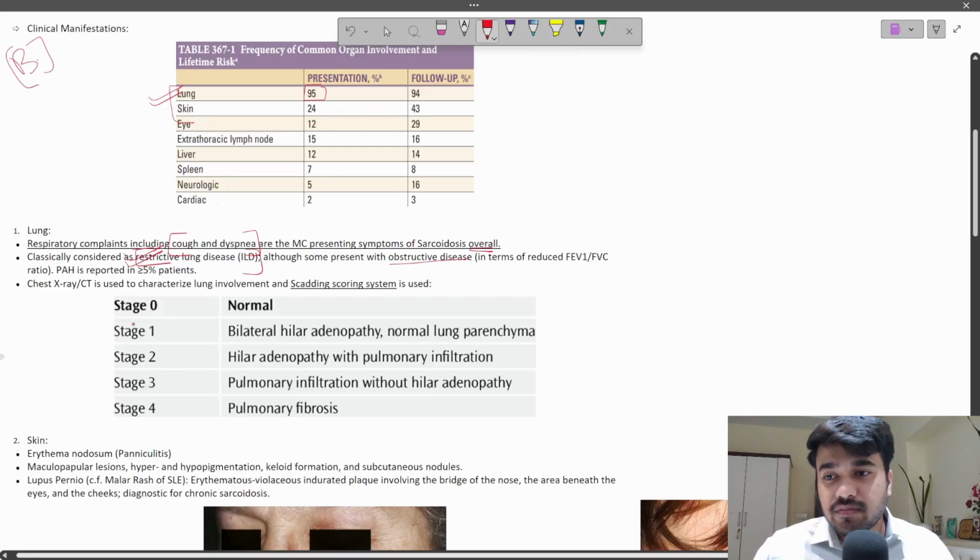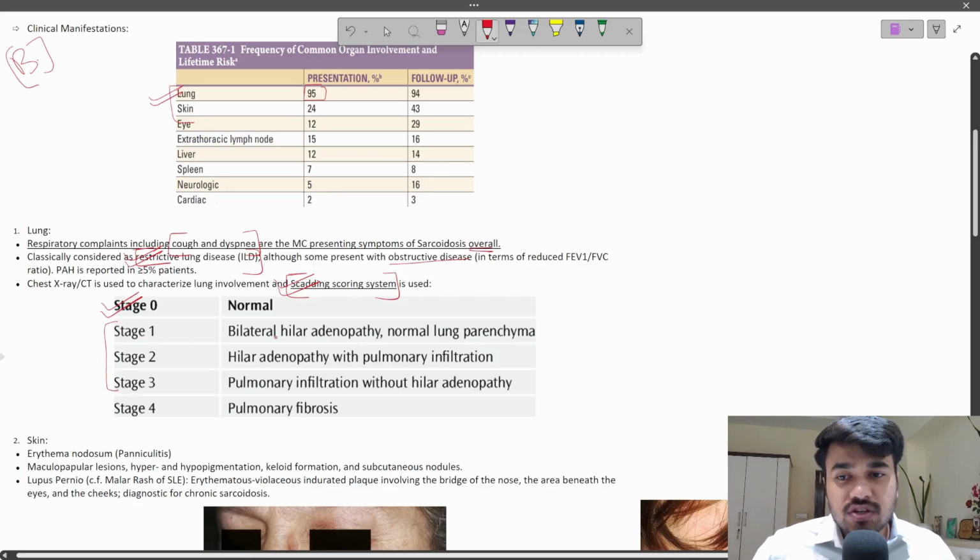This you must remember. Now, chest X-ray and CT imaging may also be used to characterize lung involvement, and we have a very important scoring system here known as the Scadding scoring system. So this table right here is very important. You must remember this table. As you can see, stage 0 corresponds to a normal patient, while stage 4 corresponds to pulmonary fibrosis. Stages 1, 2 and 3 are where students get confused.